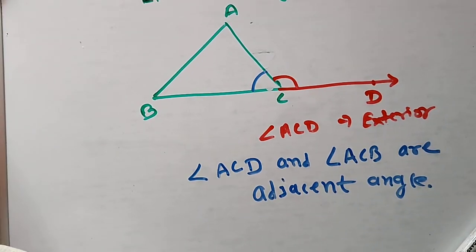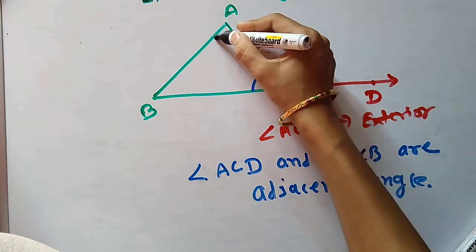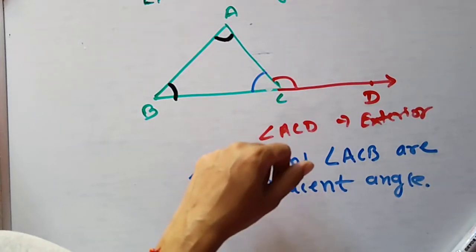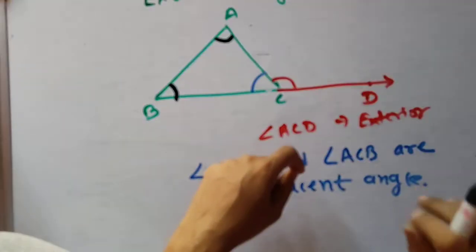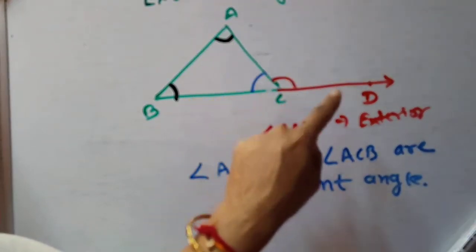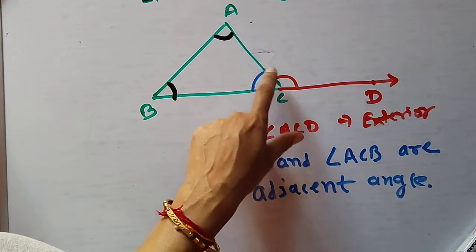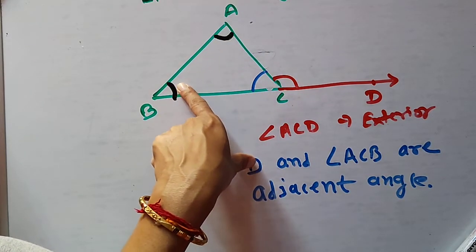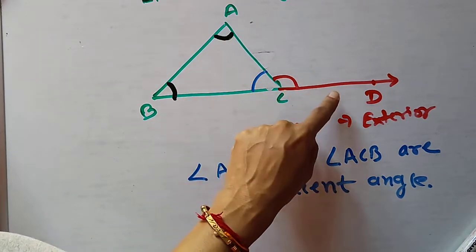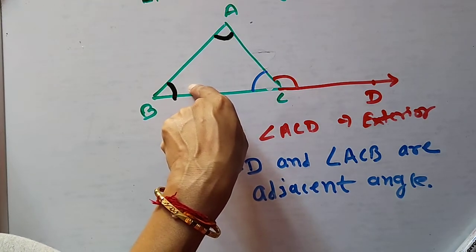And one more thing here: this angle A and angle B are the interior opposite angles. This is the exterior angle ACD, and the opposite angles are A and B, and these are interior. So the opposite angles of angle ACD are angle A and angle B, the interior opposite angles.